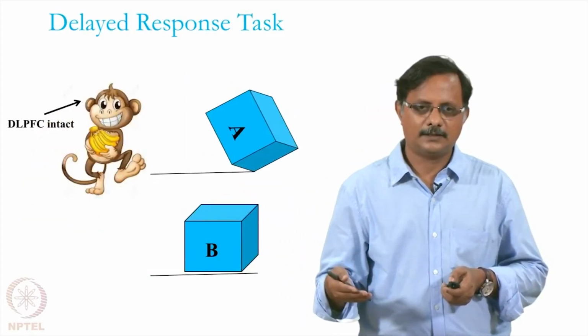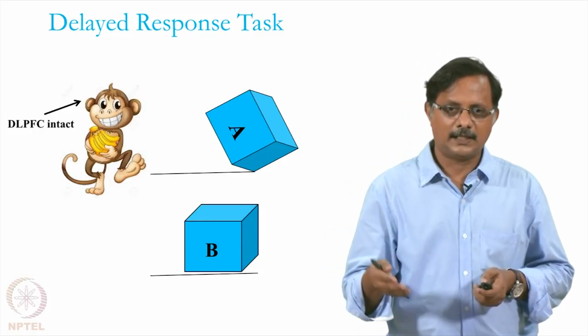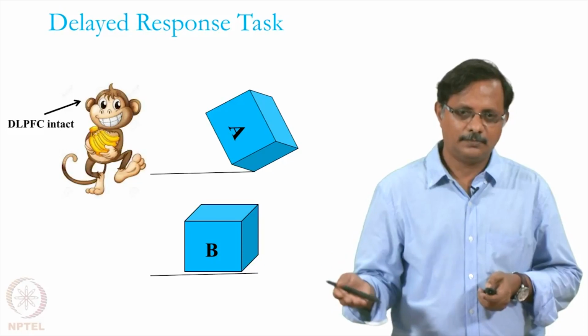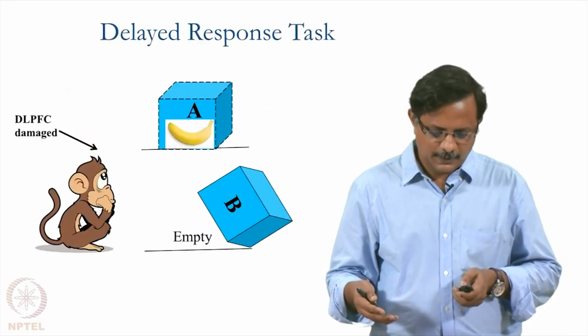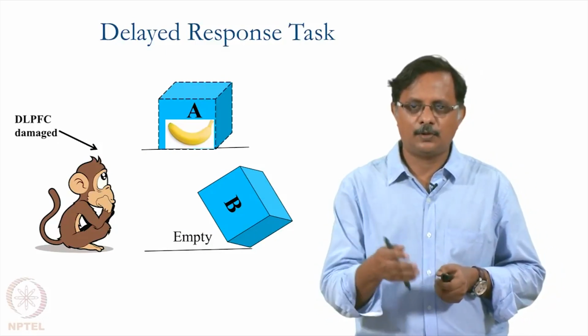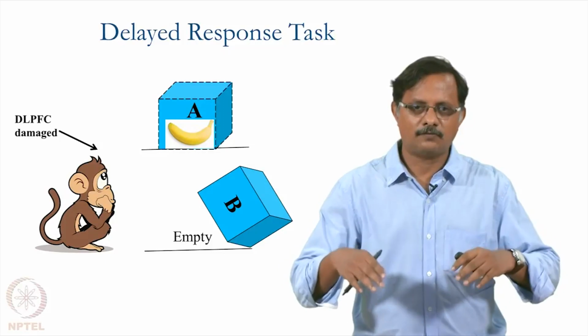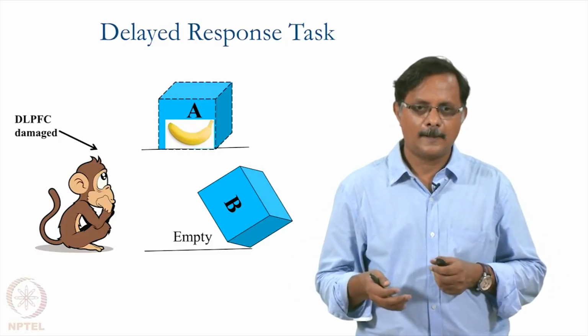If the chimp has its DLPFC, or dorsolateral prefrontal cortex, intact, it remembers exactly which box has a banana and opens the box and picks up the banana. But if the DLPFC is damaged, then it does not remember. So, just by looking at the boxes in their covered form, it will not be able to know where the banana is and keeps wondering where the banana is.